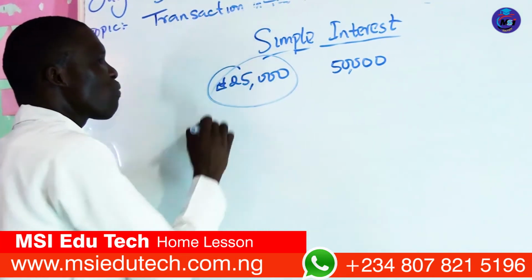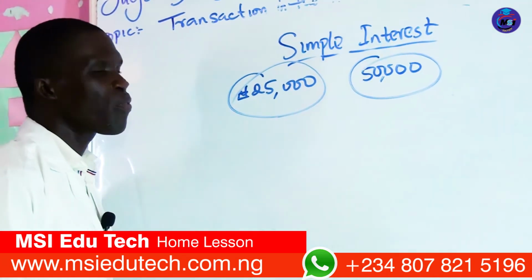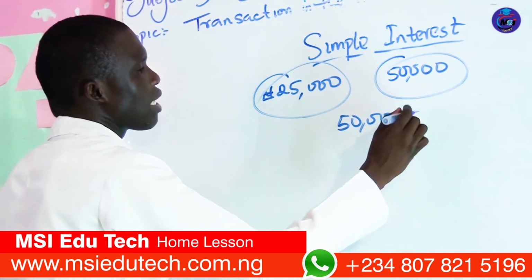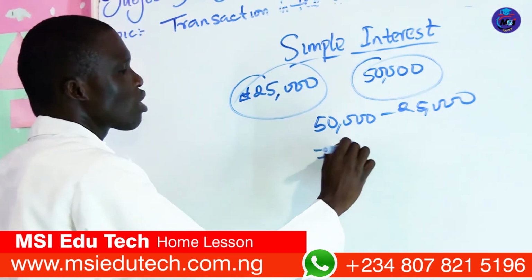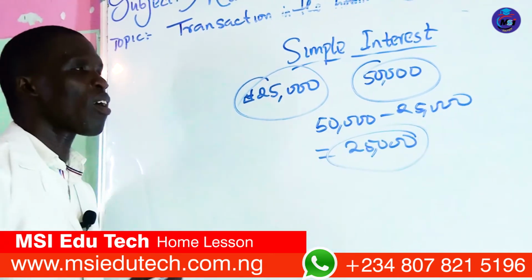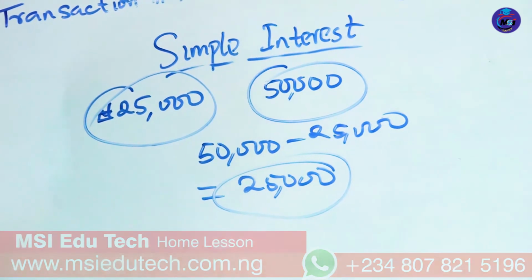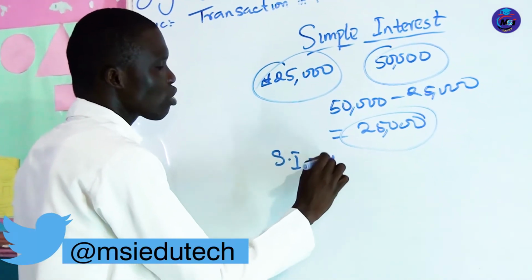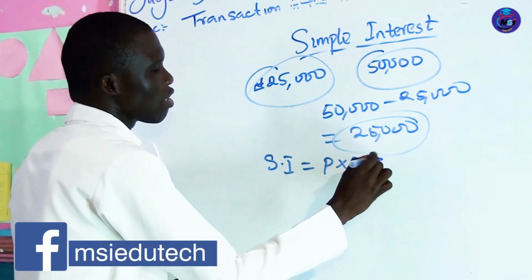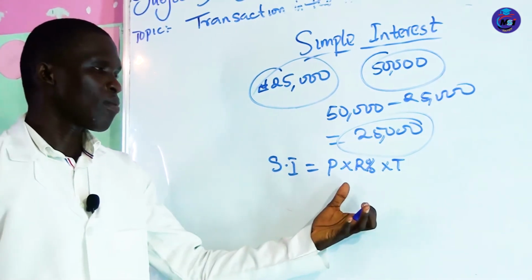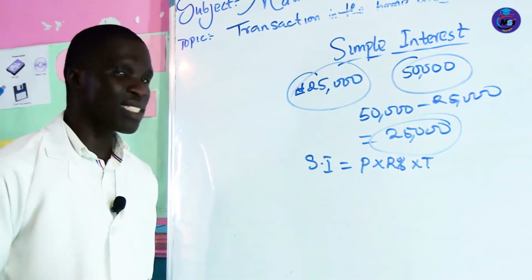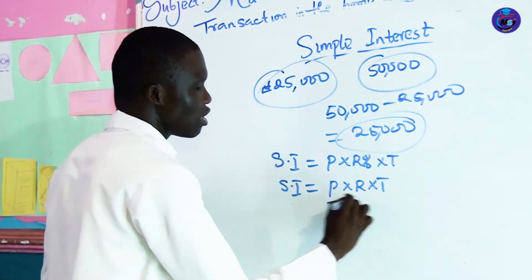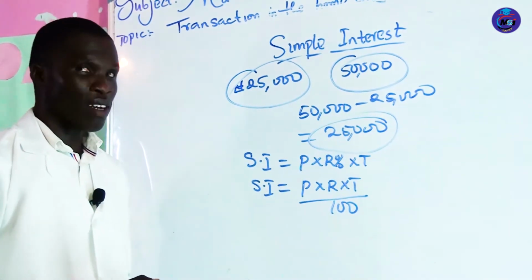Okay, you borrow 25,000 naira and you are returning 50,000 naira. So what will be the interest to pay? It will just be 50,000 minus 25,000, which will give us what? 25,000. So this is what we call simple interest. Now, in simple interest, we have a common formula. And what is that formula? Simple interest equals to P times R percent times T. Don't get confused when you see a formula like this. We can also write it in another form by saying simple interest equals to P times R times T divided by 100. I hope you are getting me.